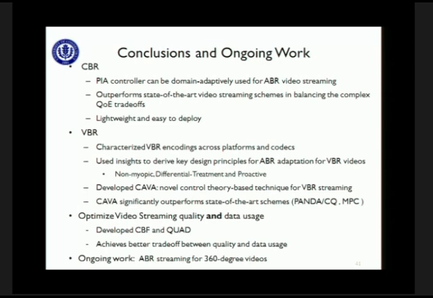fairly complicated techniques. And we developed the so-called chunk-based filtering that can be applied with any of the existing schemes, and also a PID version called Quad. And we're going to now extend this to 360-degree videos and also make it adaptive and intelligent using some of the machine learning type techniques. Okay? That's what I have.